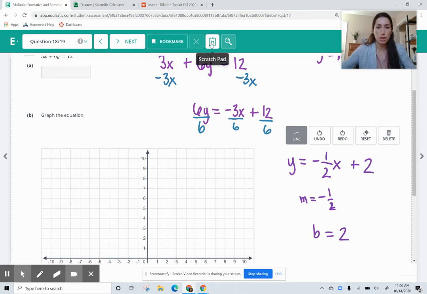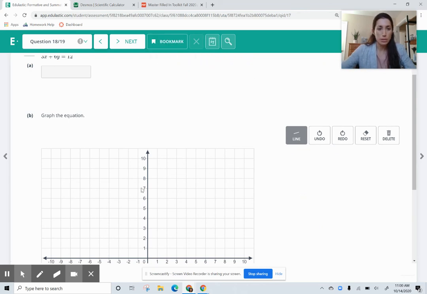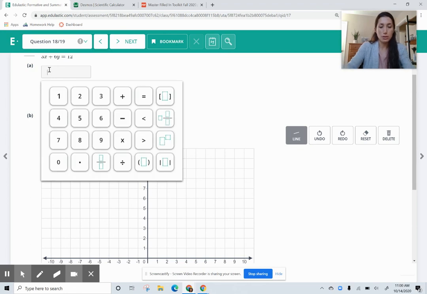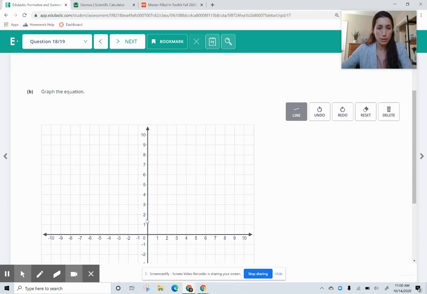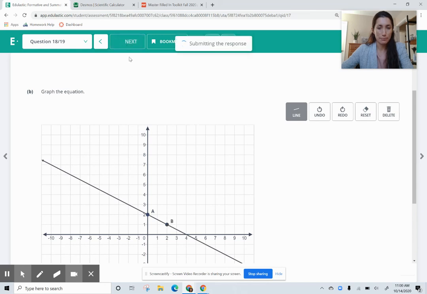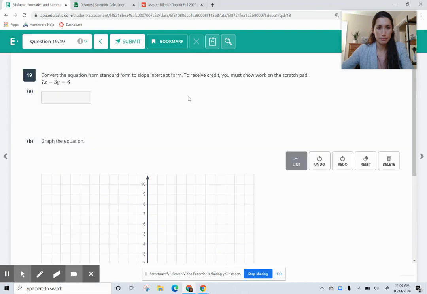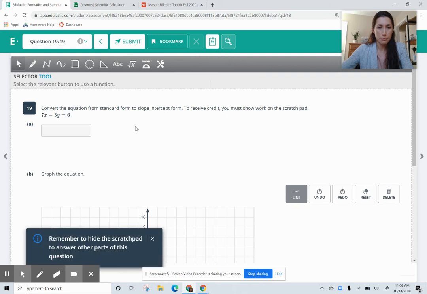So I'll go off the scratch pad so I can graph it. I want to type my answer in here: y equals negative 1/2 x plus 2. I want to type it in, that'll help me to remember when I'm graphing it. So I put my first point at 2, and my slope is negative 1/2, so down 1, right 2. Okay, and now my last equation, on my scratch pad.